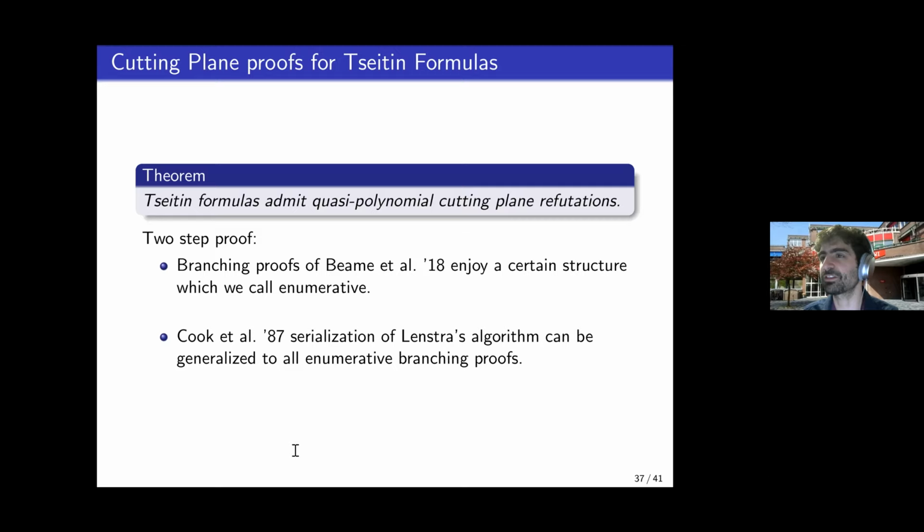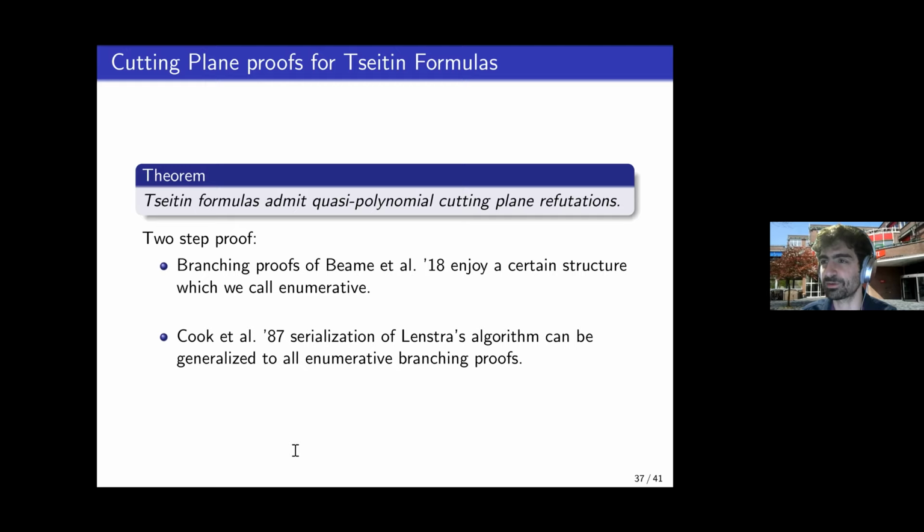The proof that we found is really in two steps, and this is why I say it's kind of an accident. I was reading the Beame et al. paper, and I was reading Cook et al., and I managed to put two and two together. Beame et al. showed that branching proofs have quasi-polynomial size proofs for Tseitin formulas. Cook et al. showed that you can essentially serialize the special kind of branching proof that is used in the Beame et al. paper. It was a result they proved to show that Lenstra's algorithm provides bounds on the lengths of cutting plane proofs for general compact convex sets. So we combined two results, where the second one was more implicit and more difficult to extract from the original paper, but you put it together and you get that Tseitin formulas have quasi-polynomial size proofs.